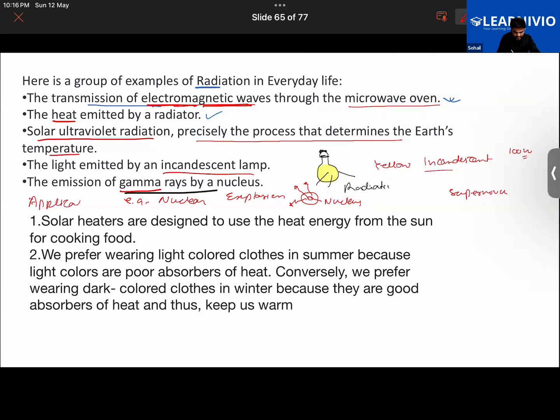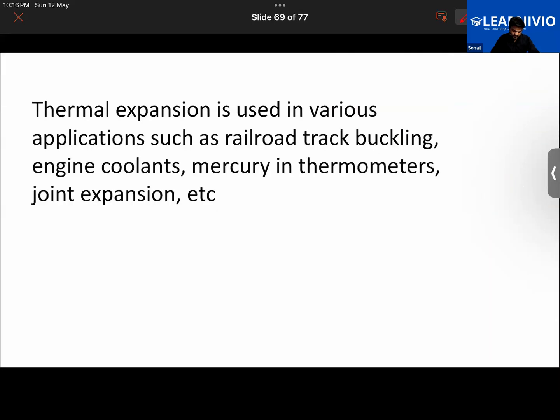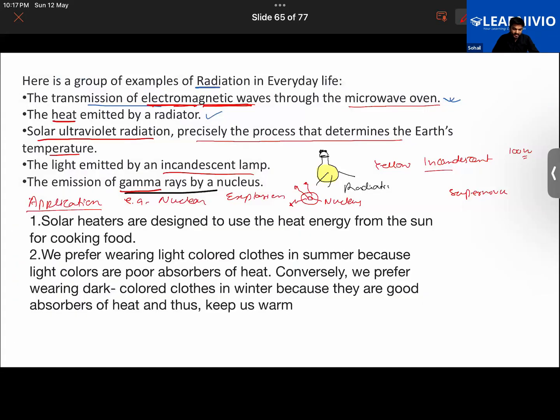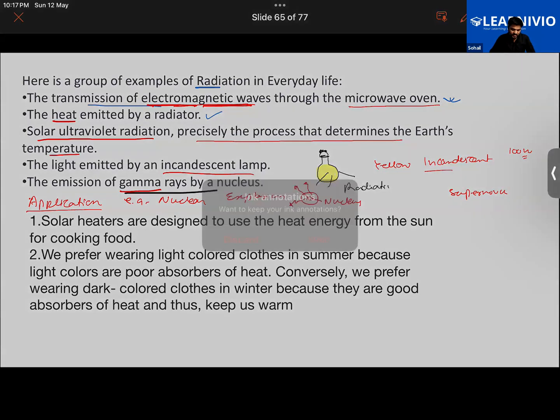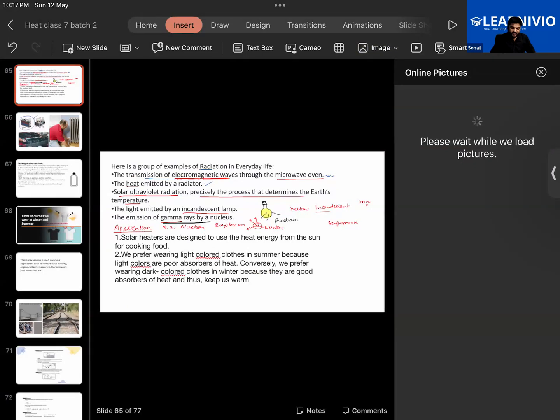For example, you all have heard of solar heaters, I believe. Basically, a solar heater uses the heat energy from the sun for cooking food. Let me show you an image of it, you will get a better idea about it. That is a solar heater.